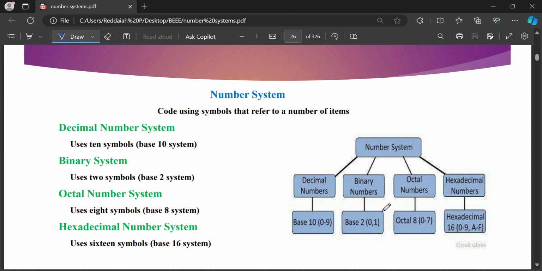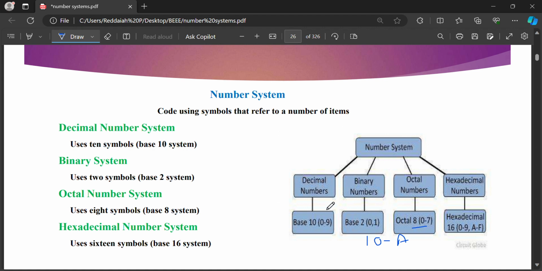Base 2 system is binary numbers. Whereas octal is 0 to 7, so the total count is 8. Therefore, the base or radix of the octal number system is 8. Whereas hexadecimal has 16 symbols: 0 to 9, and after that 10 is A, 11 is B, like that up to 15, which is F. 15 is the decimal value. These are the four types of systems.